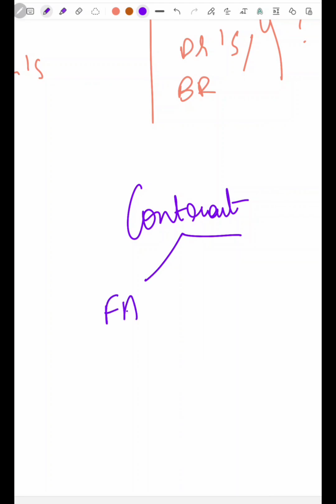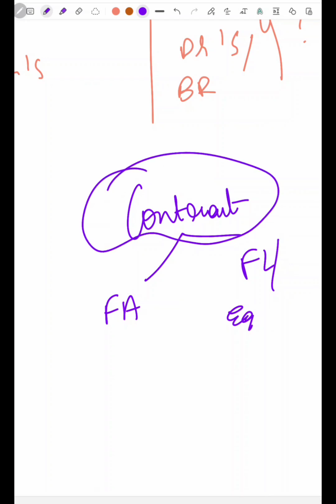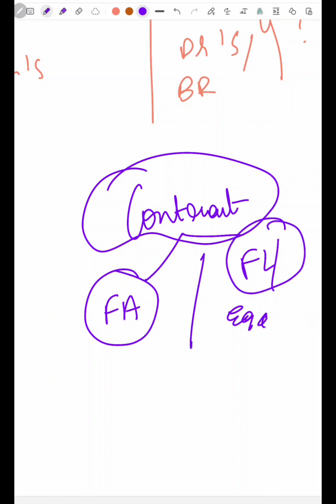So for us to call something a financial instrument, that should be a contract. Only then can you call it a financial instrument. That contract should give rise either to a financial asset or to a financial liability or equity to another entity. Then only we call that a financial instrument.